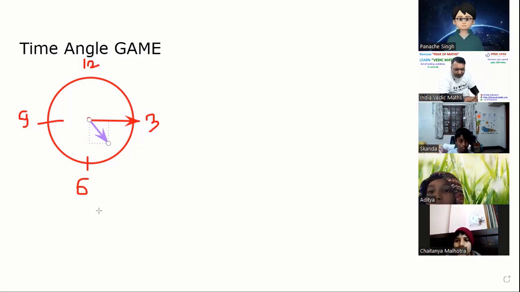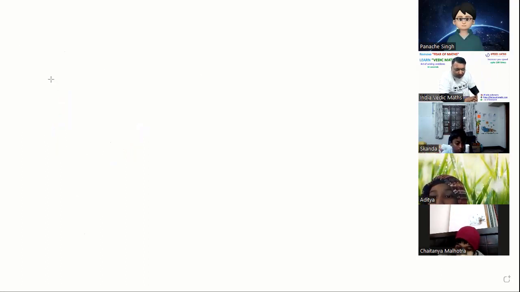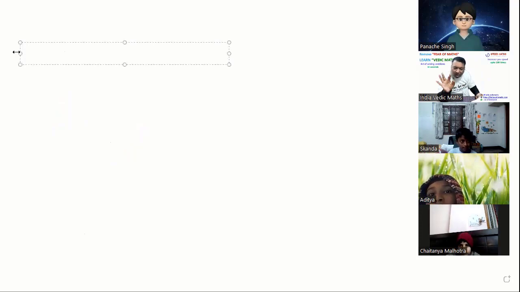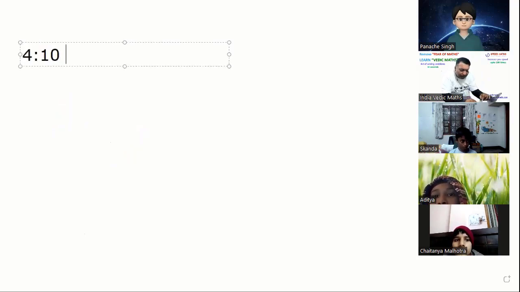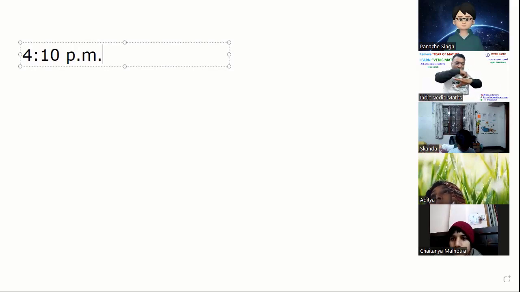The angles. Now you tell me only one thing. You tell me only acute, obtuse, straight, or reflex, or degree. Tell me at 4:10 p.m. what internal angle will be made between the hands. Is it acute? Is it 0? Is it obtuse? What? The internal angle, not the external angle.